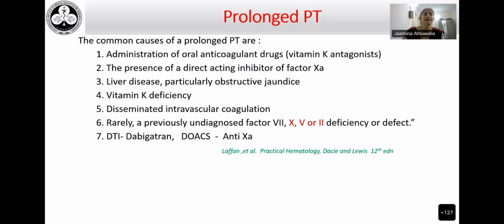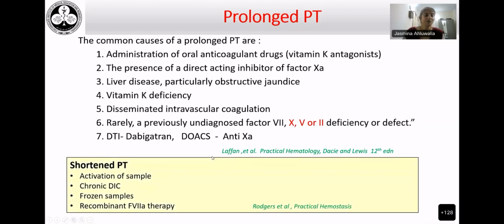A prolonged PT can be seen with administration of oral anticoagulants, the presence of inhibitors, with vitamin K deficiency, in liver disease, particularly obstructive jaundice, disseminated intravascular coagulation, and one of the factor deficiencies of 7, 10, 5, or 2. Sometimes the PT may be shortened. This usually happens if you've got an activation of the sample, or in the setting of a chronic TIC, or if the sample was frozen because factor 7 gets activated, or if there has been recombinant factor 7A therapy.